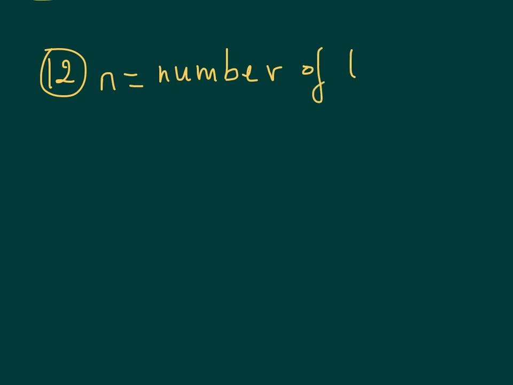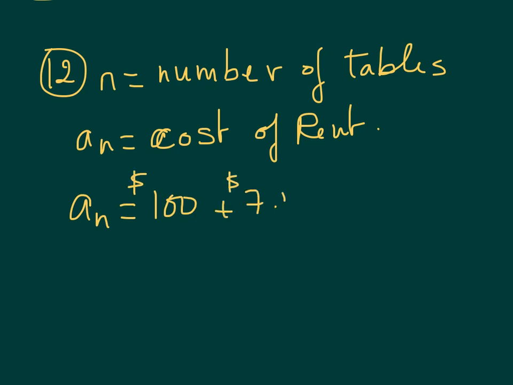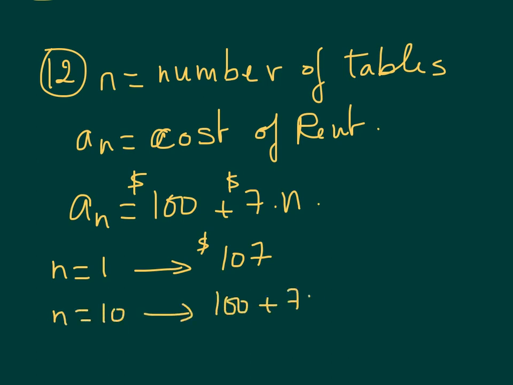As for number 12, I want you to think about this problem. I want you to let n be the number of tables, and I want you to let a of n be the cost of renting these tables. So once we've defined our variable, the rule should be it's going to cost us $100 plus $7 per table. So if we want to get 1 table, the cost is going to be 107. If I want to get 10 tables, this will be 100 plus 7 times 10, which gives us $170. Test it.